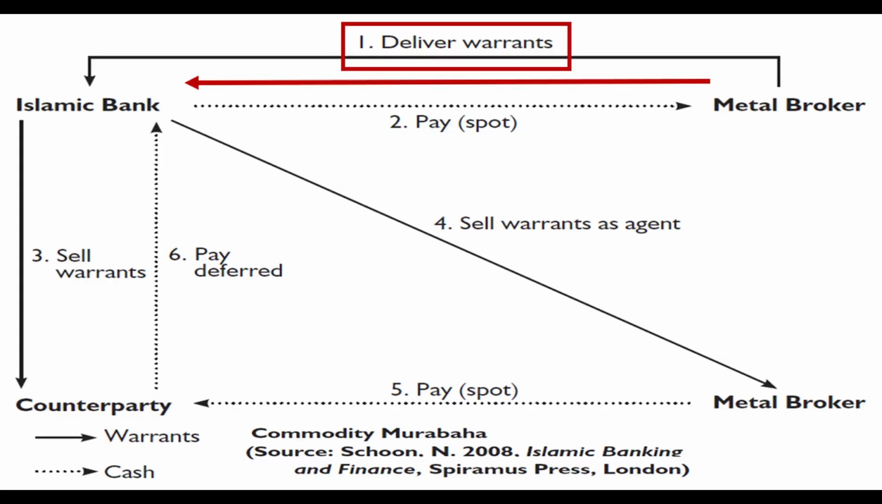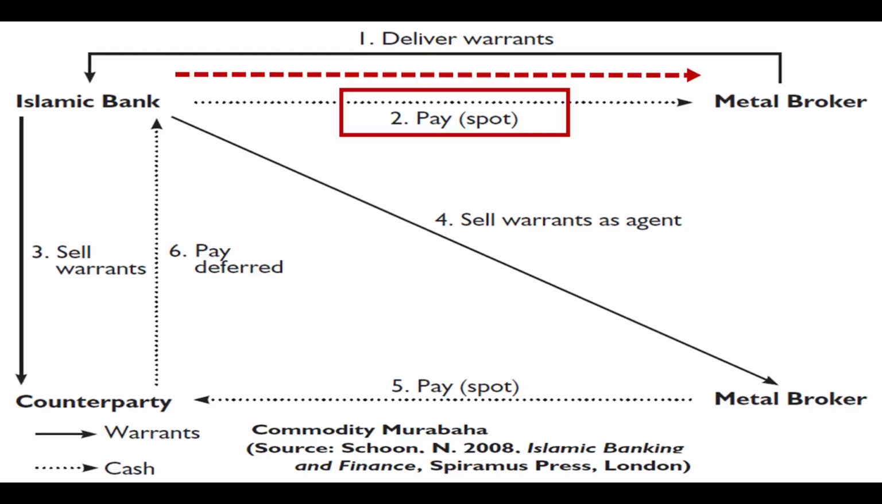The second step, after buying the warrants from a metal broker, of course, the Islamic bank pays spot. The bank initiates payment of 1 million pounds to the metal broker spot in return for the warrants.